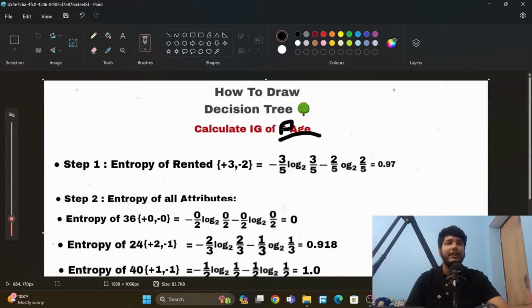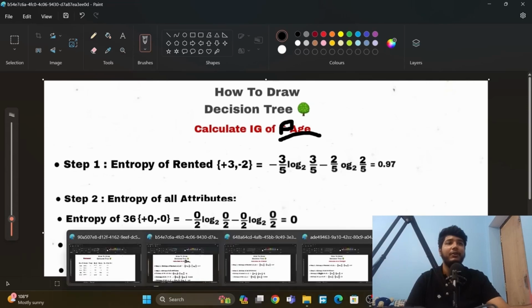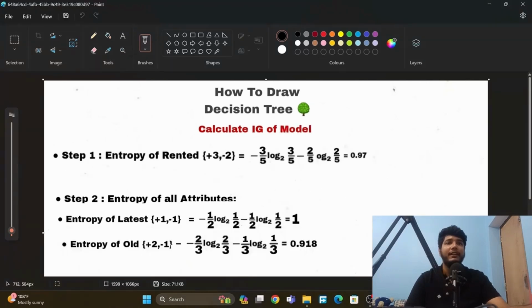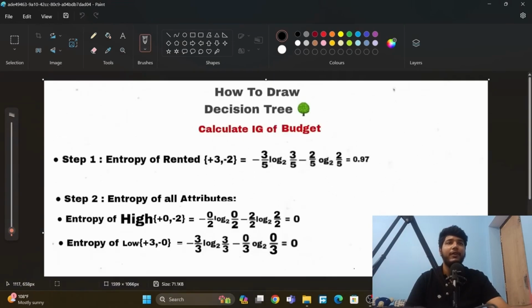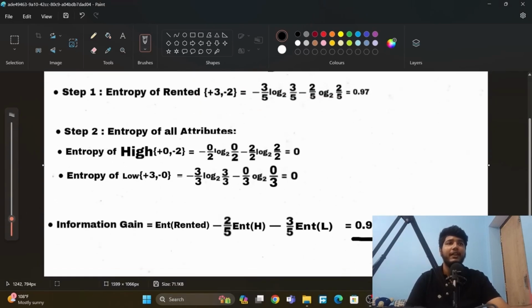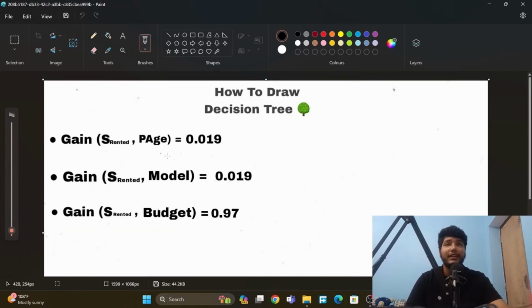Now we will do it for another attribute, the information gain for model. We have gotten this value, and now we will do it for one more, which is budget. Here we have gotten the information gain, and now we will check which information gain is the highest. So this is budget.